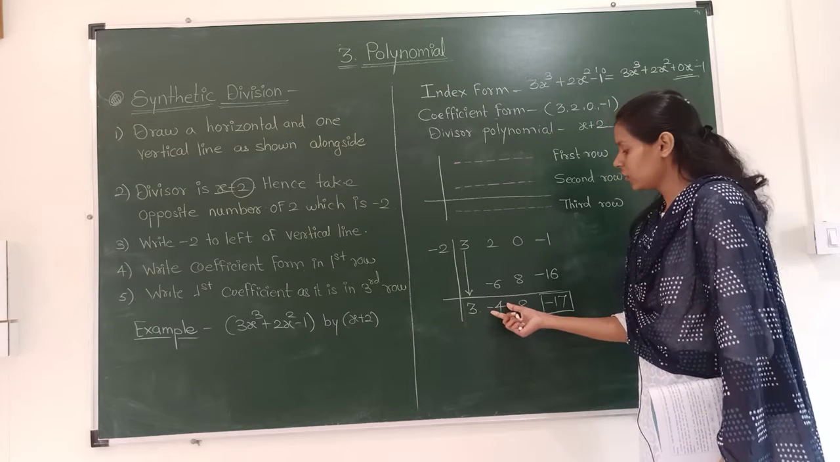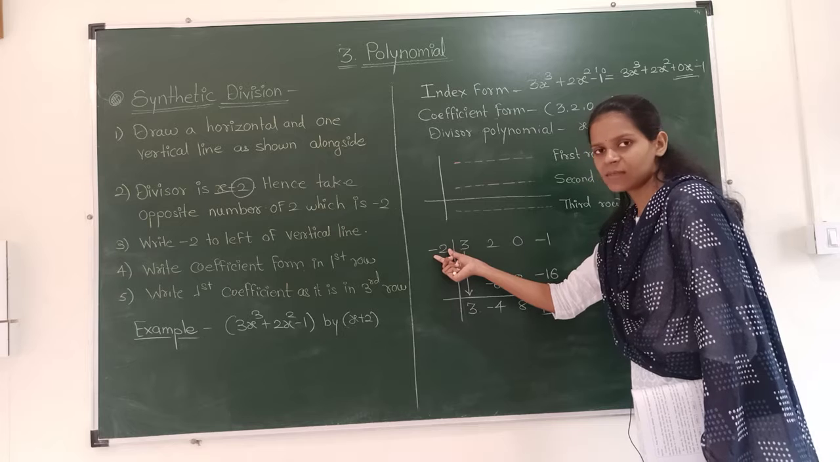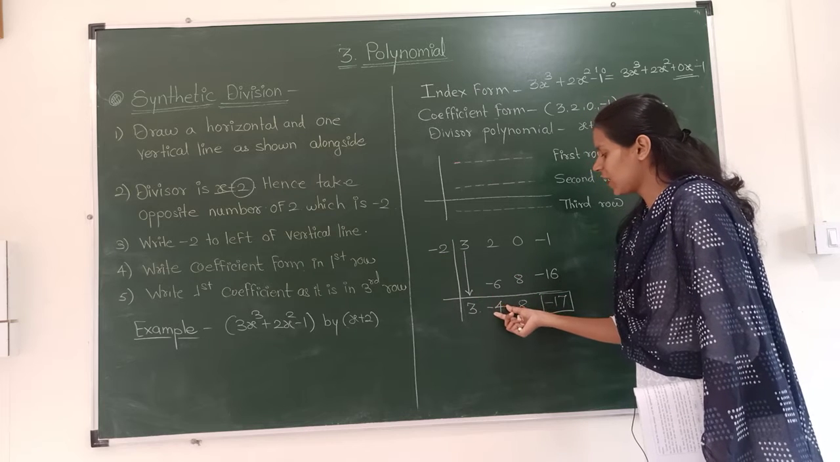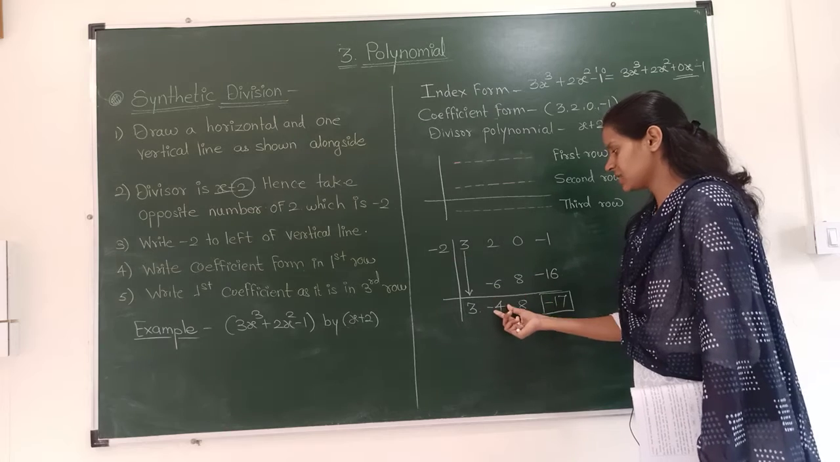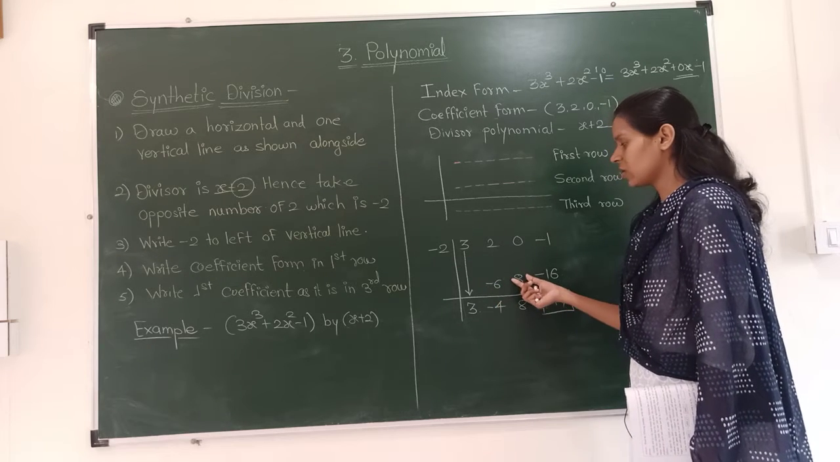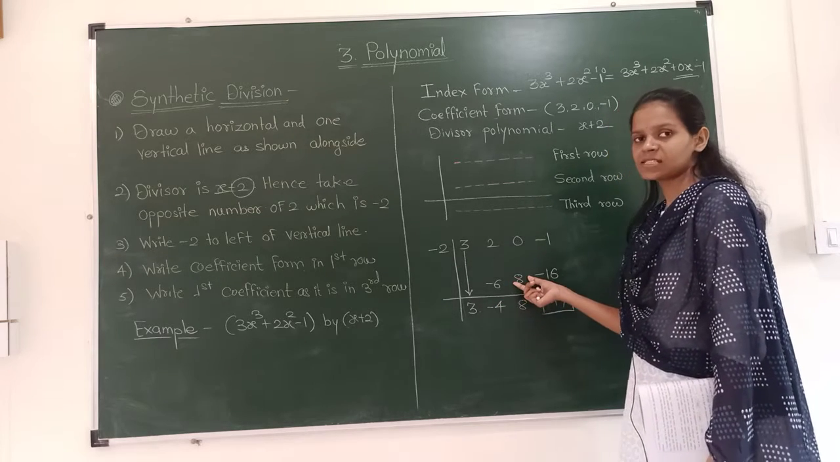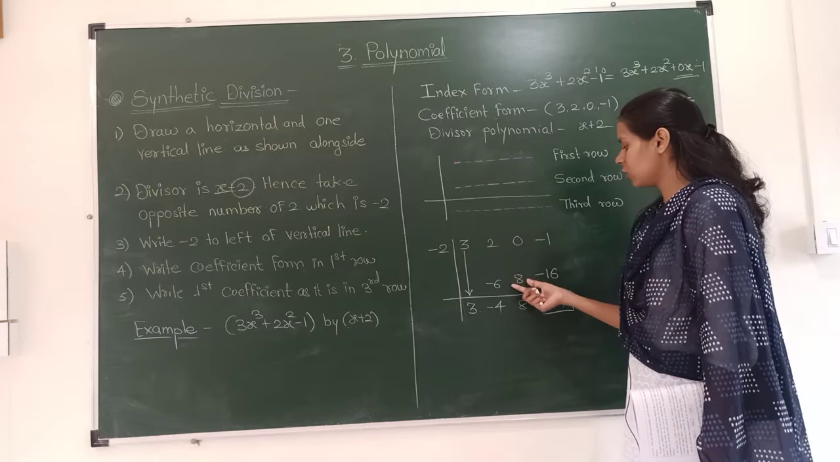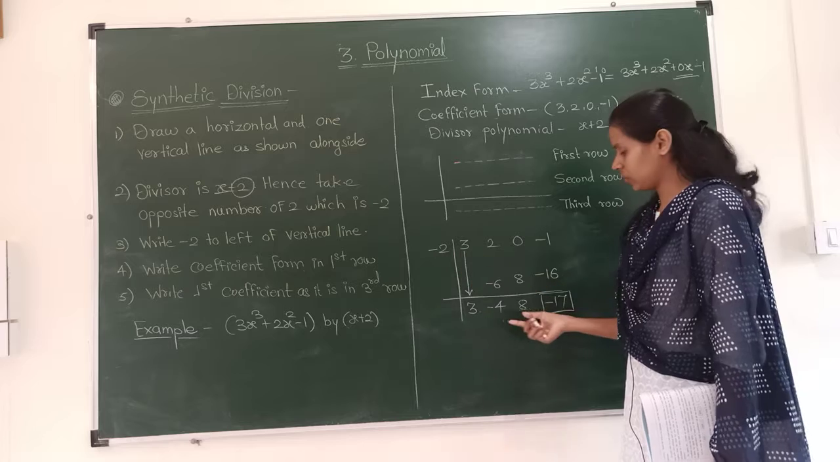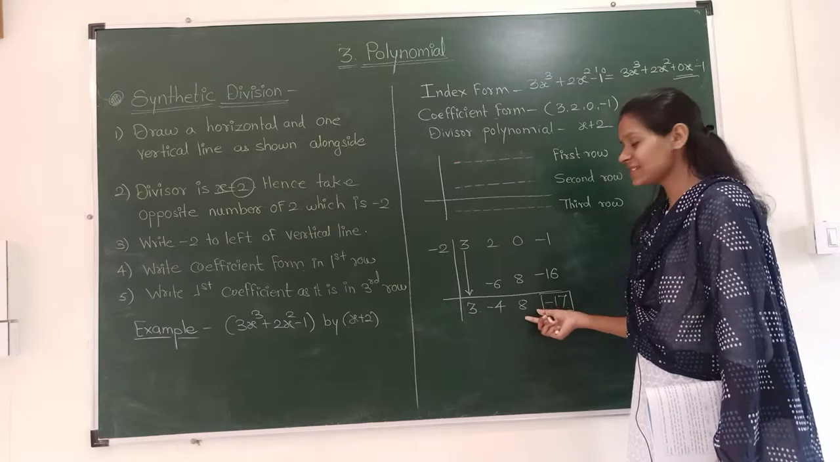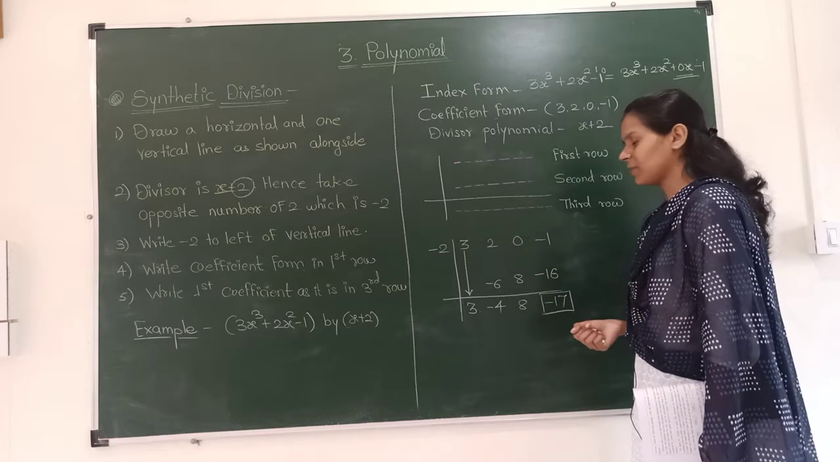Now what we have to do? This minus 4 into this minus 2. Minus 4 into minus 2 is 8, and minus minus becomes plus. So 0 minus 8 is 8. So now this 8 into this minus 2. 8 into minus 2 is minus 16. So minus 1 and minus 16.